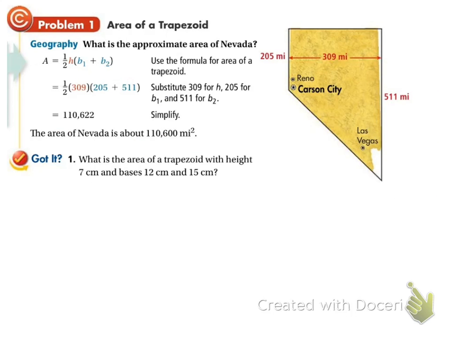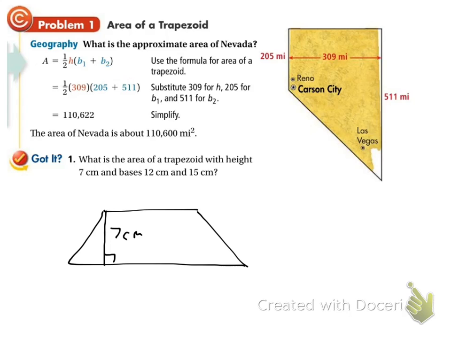Let's give this one a try. So we're just going to do our got it problem here. It says, what is the area of a trapezoid with height 7 centimeters and bases 12 centimeters and 15 centimeters? So I'm just going to sketch myself a trapezoid. So here's the height, that's 7 centimeters, base of 12 centimeters and 15 centimeters.